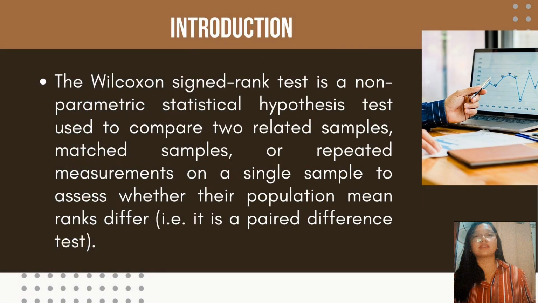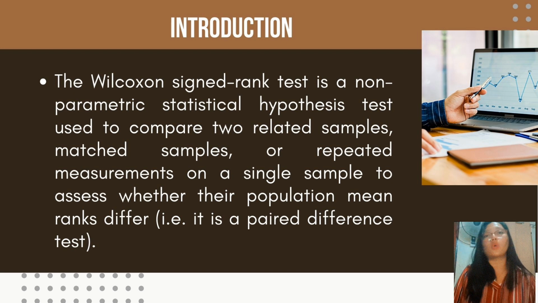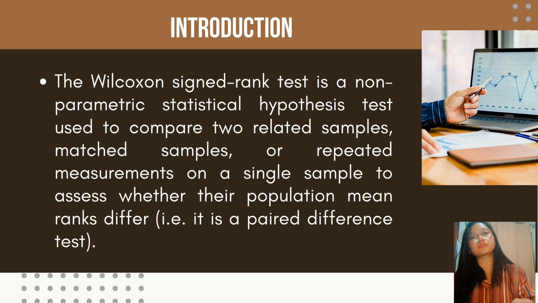So right now, let's discuss what is Wilcoxon signed rank test. The Wilcoxon signed rank test is a non-parametric statistical hypothesis test used to compare two samples, matched samples or repeated measures on a single sample to assess whether the population mean ranks differ. Like for example, when it is a paired difference test. So that's the definition of Wilcoxon signed rank test.